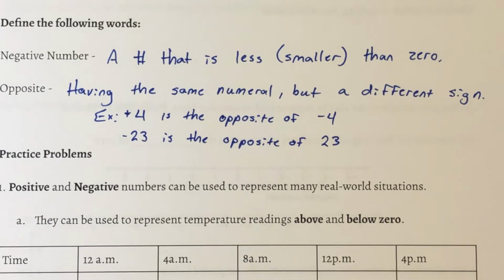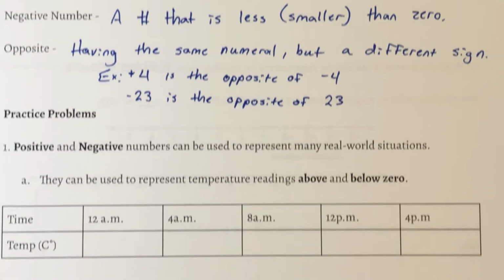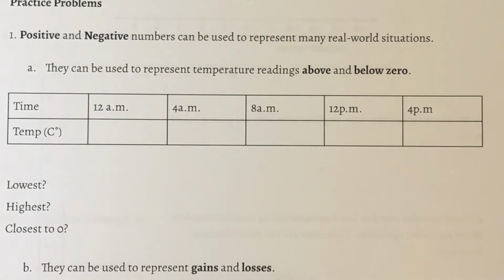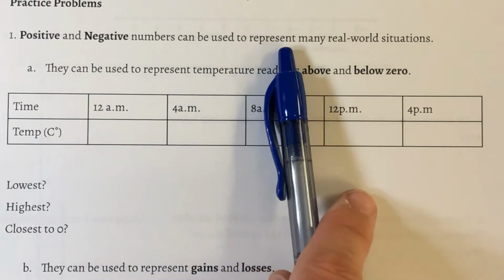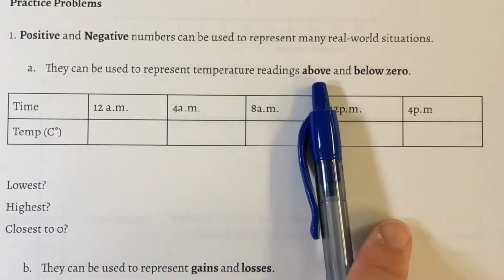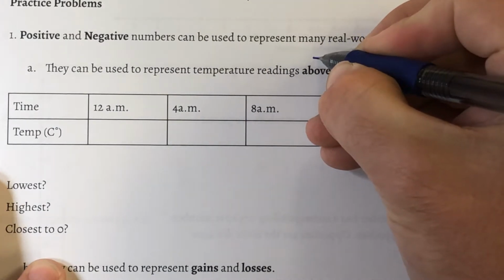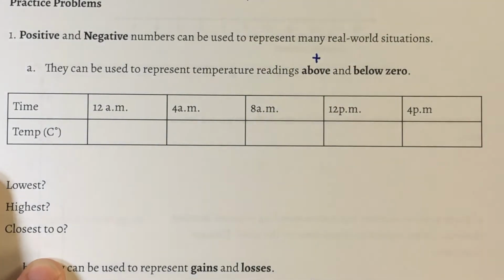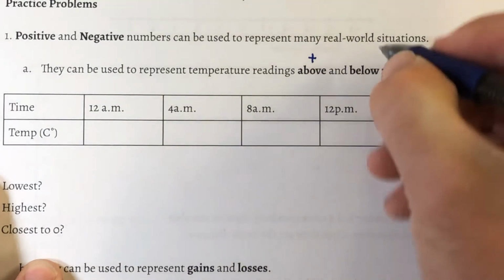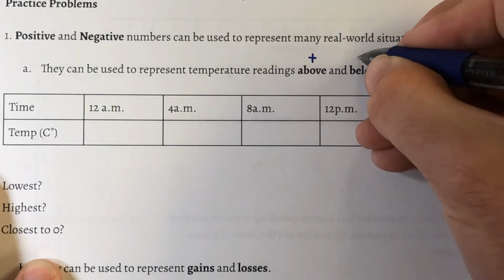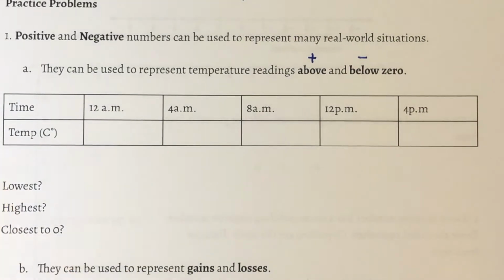Okay, so positive and negative numbers can be used to represent many different real-world situations. A very common use for them is to represent temperature readings above and below 0. When you have a temperature reading above 0, you have a positive number. If you are dealing with temperatures below 0, you have negative numbers.